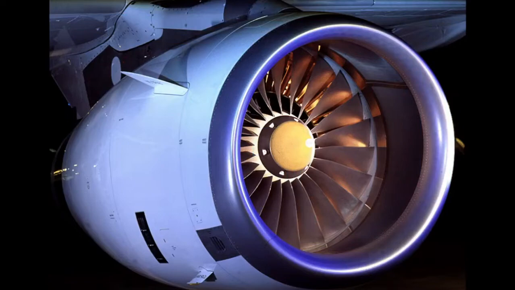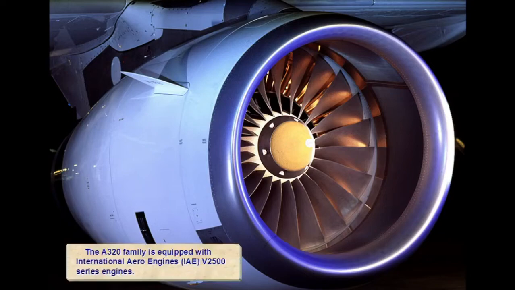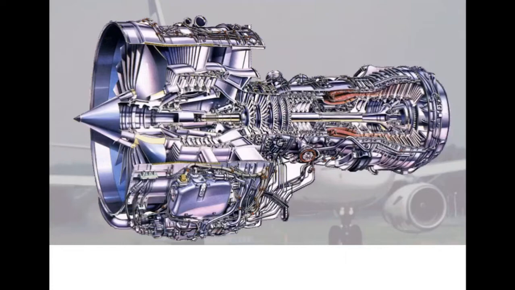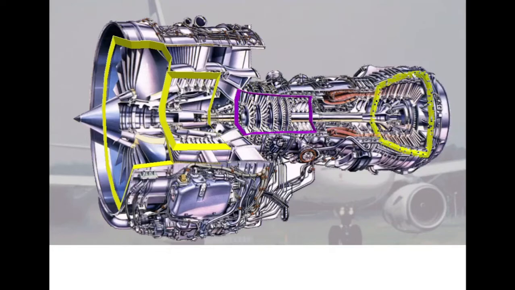The A320 family is equipped with International Aero Engines IAE V2500 series engines. Like all turbine engines today, this engine has a low-pressure compressor, a high-pressure compressor, and a turbine.